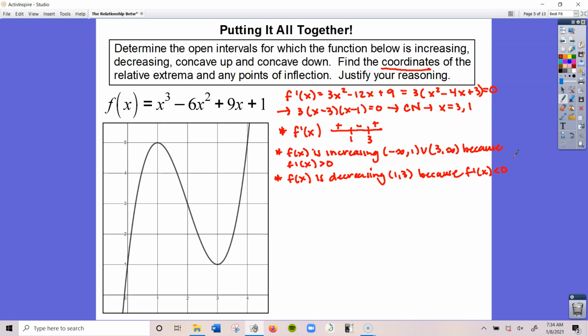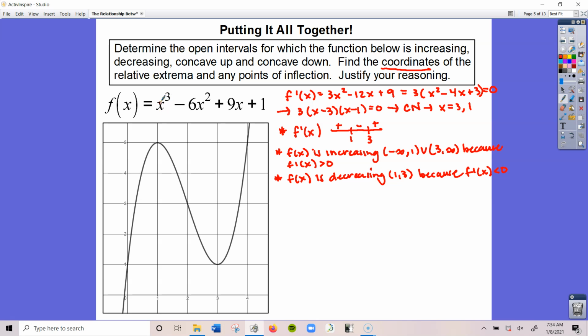Now to figure out the minimum and maximums, here we have a maximum at x is equal to 1, and here we have a minimum at x is equal to 3. Now, it does ask for the coordinates, so we have to take those values and plug them into the original equation in order to get the y value. So just to save on some work, we can use the graph for this. If I plug in x is equal to 1, my y value is 5.